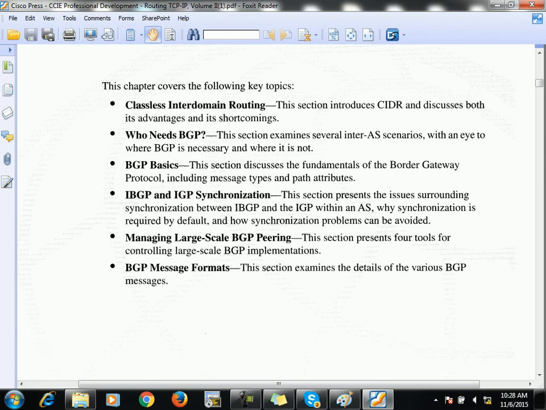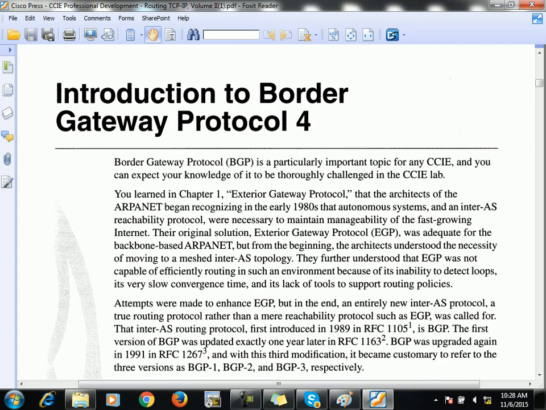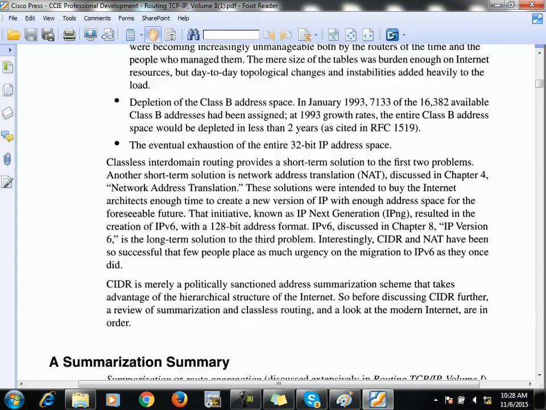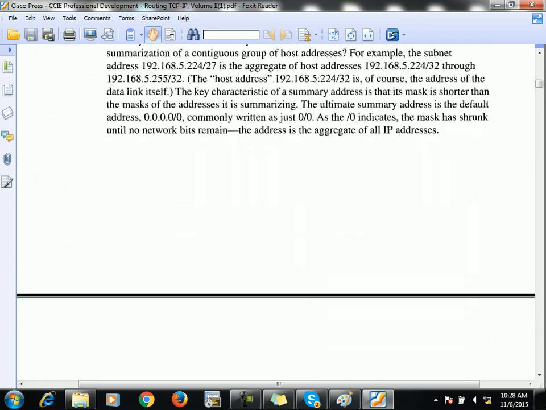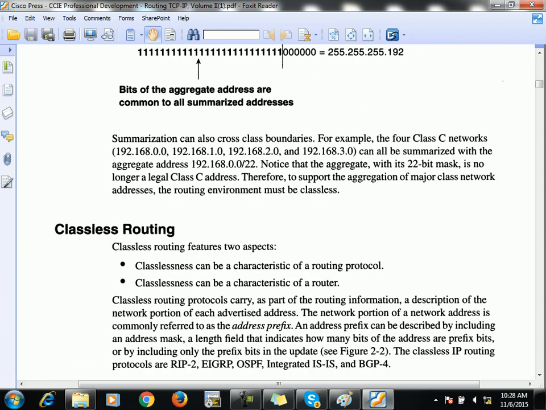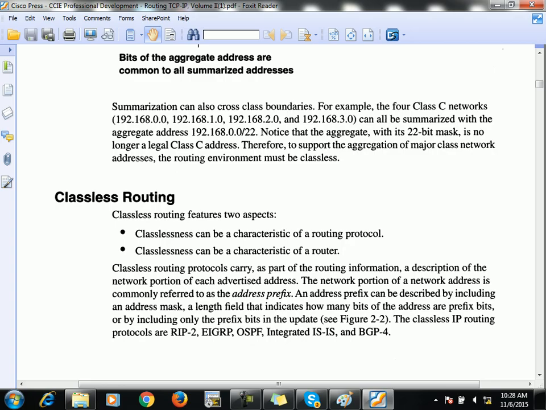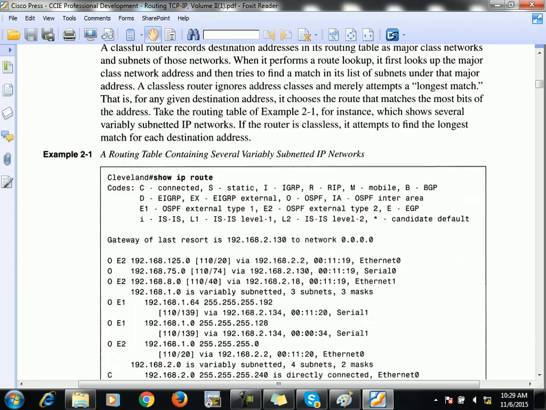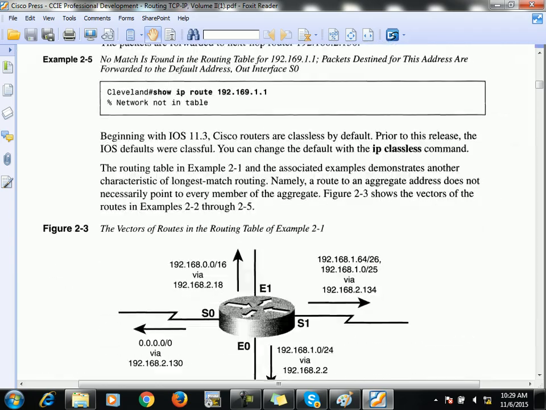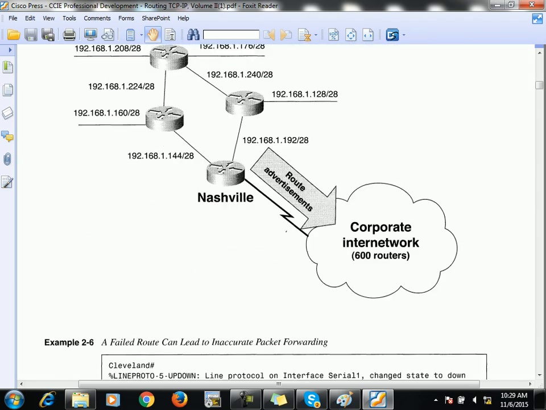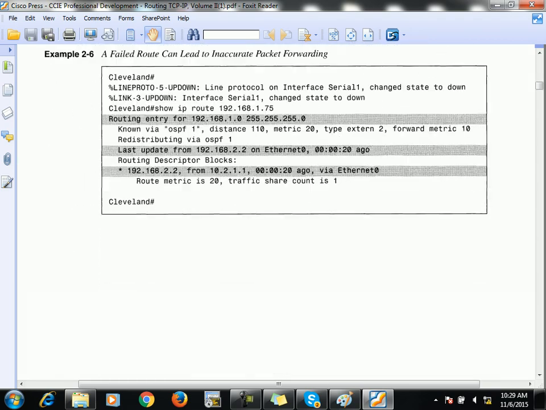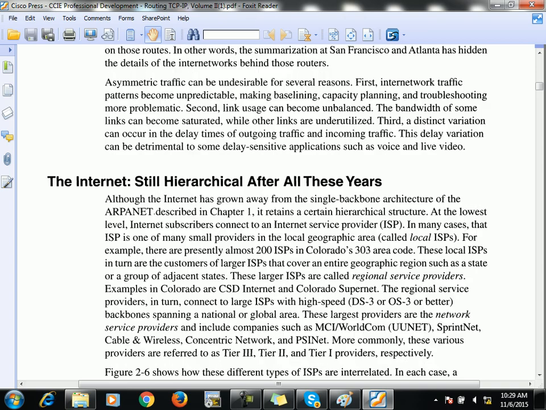BGP, CIDR, summarization. You must have this knowledge of how to perform summarization. Classless routing, I have already told you. We could also implement OSPF, like in this manner.